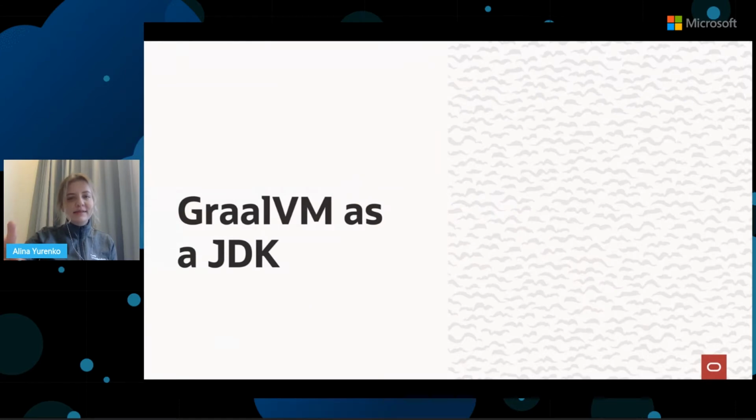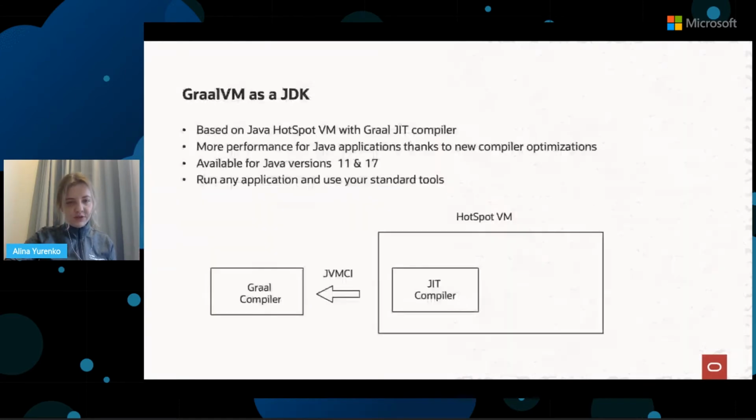So GraalVM as a JDK, this first JIT execution mode. In this mode, as I said, basically as the runtime, we have Java HotSpot VM. So you get all your favorite tools, all your favorite capabilities. The only thing that has changed, as we see on the chart below here, is through something called JVMCI, the JVM compiler interface. We plugged in this external compiler, the Graal compiler, and the rest basically stays the same. So you have a new highly optimizing compiler. The rest is just your normal JDK as you know it.